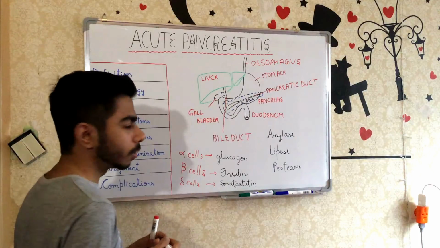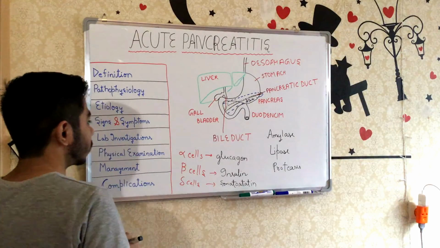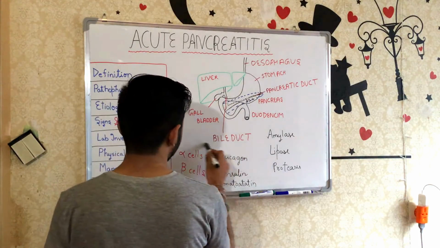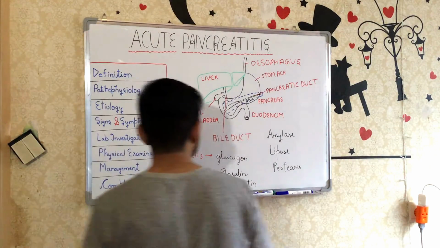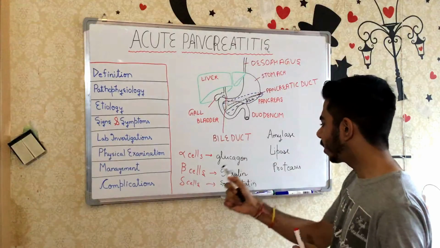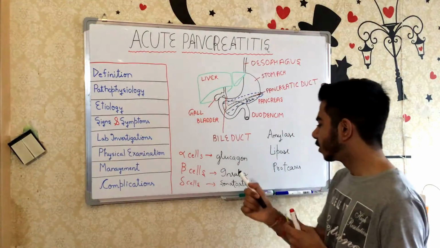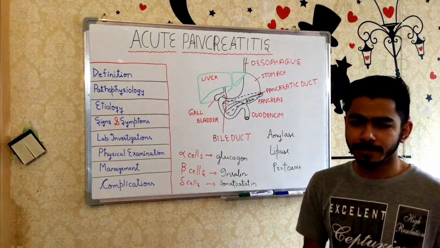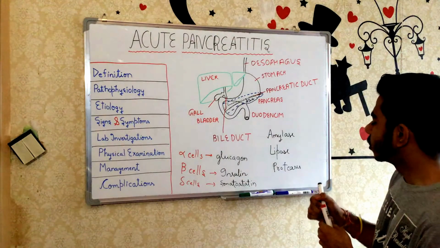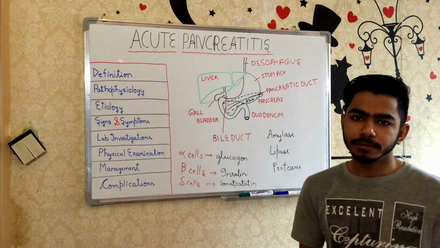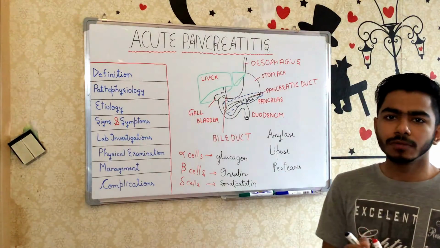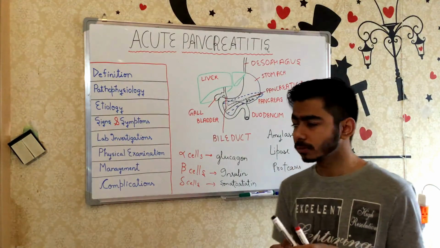They are secreting the somatostatin. So these are the endocrine functions of the pancreas. Alpha cells are secreting glucagon, beta cells are secreting the insulin, and the delta cells are secreting the somatostatin. That's how they are secreting their hormones into the blood, and they are controlling the level of glucose in the blood.